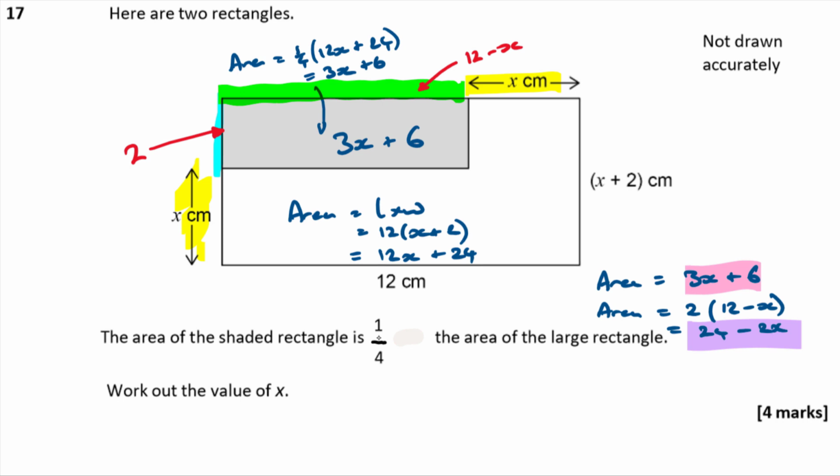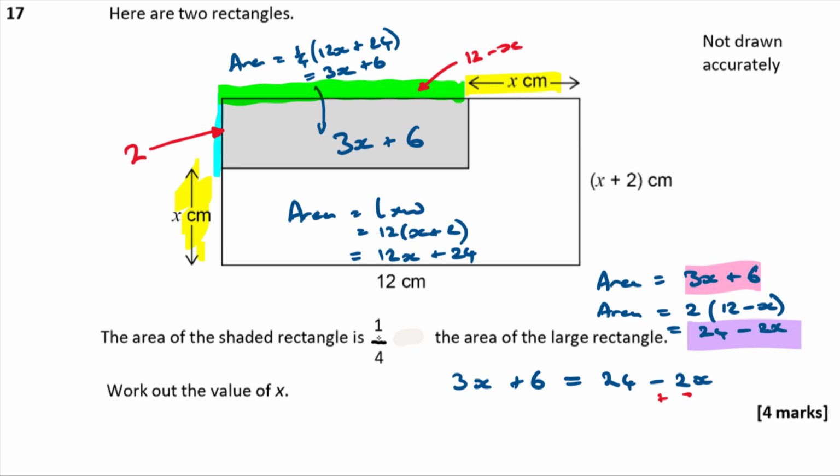Okay, so what we're going to do is we're going to equate those and say that 3x plus 6 must be the same thing as 24 minus 2x, isn't it? Because it's the same rectangle. It's the same area. They must be the same, even if they look different. So then, equating those, we can then rearrange for x and solve, can't we?